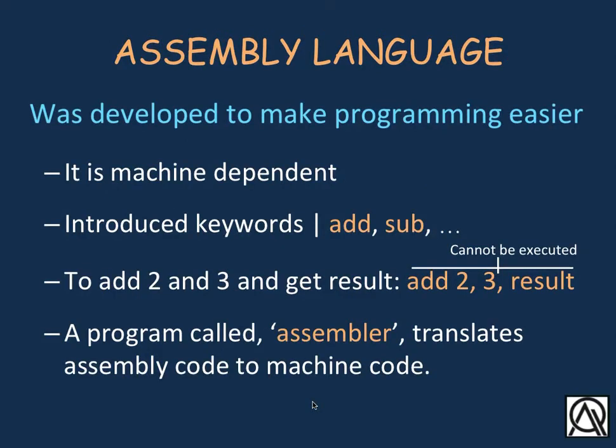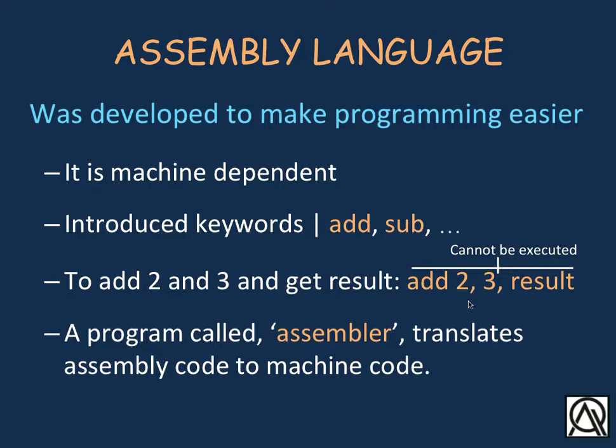Now let's talk about assembly language. It was developed to make programming easier. First of all, it is also machine dependent, and in the assembly language, keywords were introduced. For example, we have a keyword add and a keyword sub and a lot more, so programming was a little bit easier. For example, if you want to add 2 and 3 and get the result, we will write something like this. This is the assembly instruction.